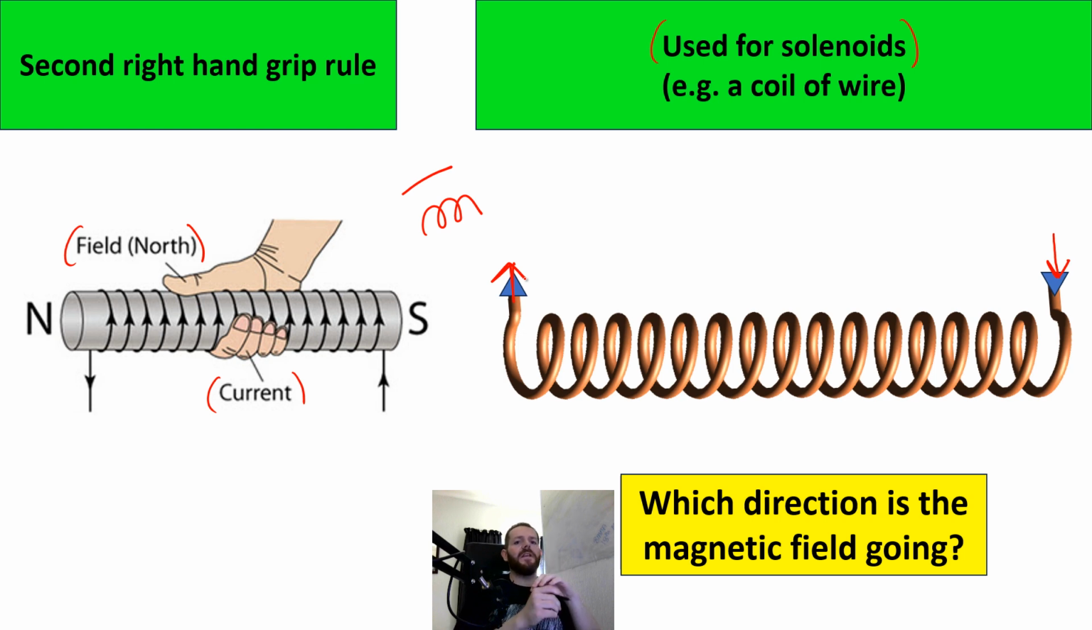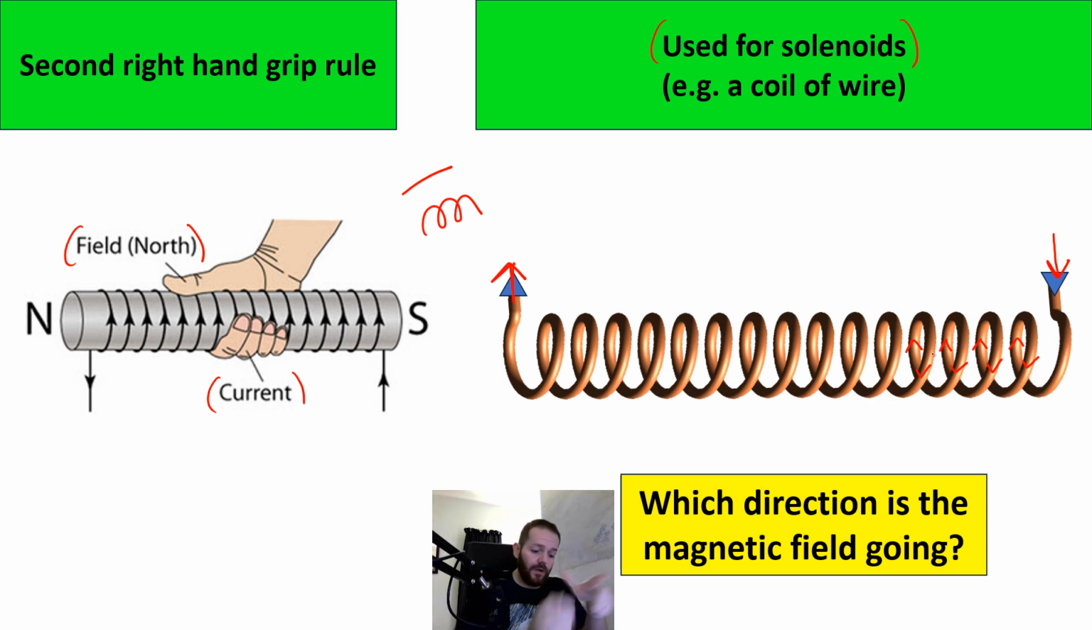Okay, let's go through the answers for this then. Well, the way I want you to look at this is, right, if the current's coming in there, then it's going up on that side, and it's going down on that side, and it's going up on that side, and it's going down on that side, and it's doing the same thing all the way along. Up on that side, down on that side. So I want you to line your fingers up. Think about if it's curling up on that side, I want my fingers to curl up on that side.